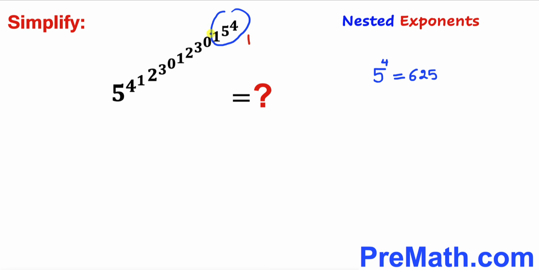And now we are going to take care of 0 power this whole thing. In other words, 0 power this whole thing equals to 1. So therefore 0 power 1 is going to be equal to 0. So therefore we can see that this whole thing turns out to be equal to 0.